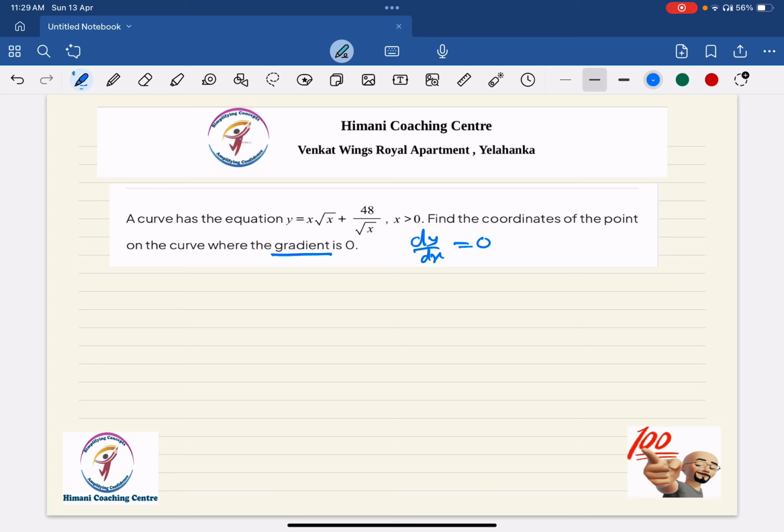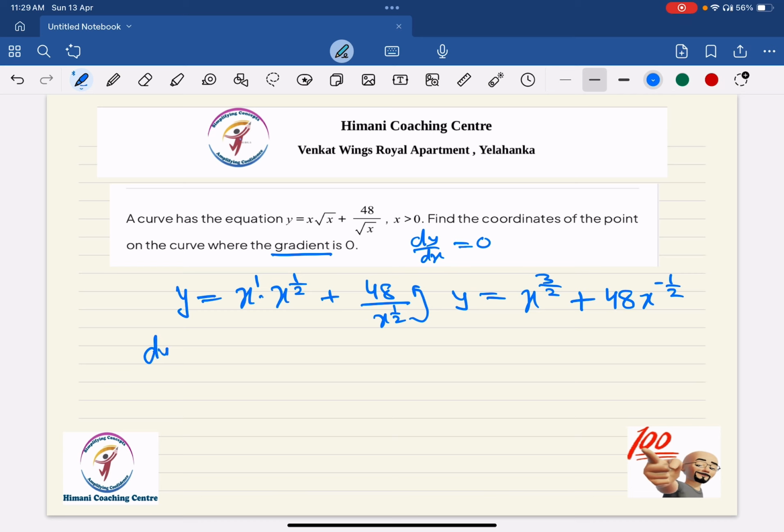So first, let us simplify y equals x root x. So x root x means x times x to the power half, and plus 48 over x to the power half. Now this is x to the power 1 times x to the power half, powers get added. So y equals x to the power 1 plus half, which is 3 by 2, and then 48. And if I want to bring x to the power half up, the sign of the power changes and it becomes x to the power minus half. So we have simplified y and now we will differentiate.